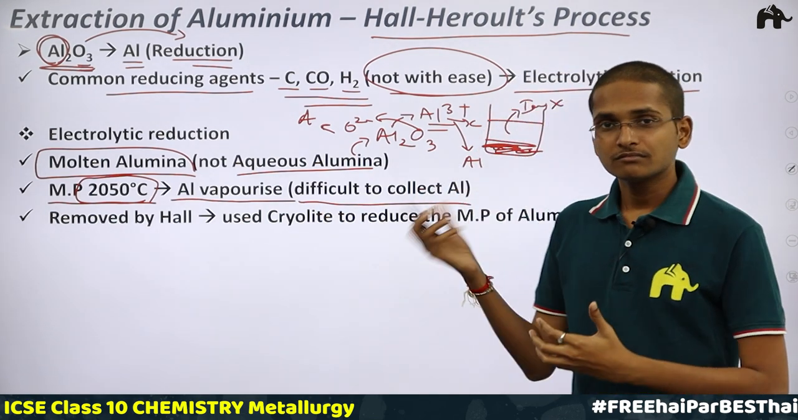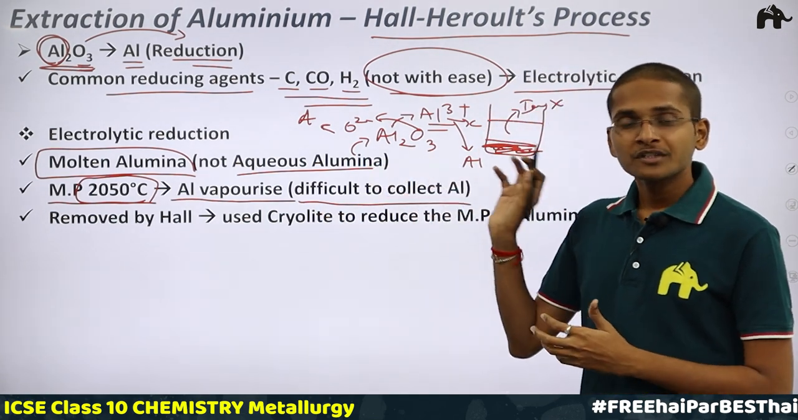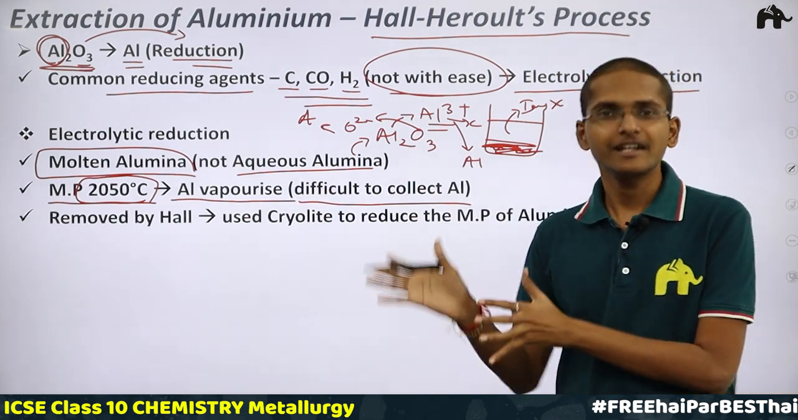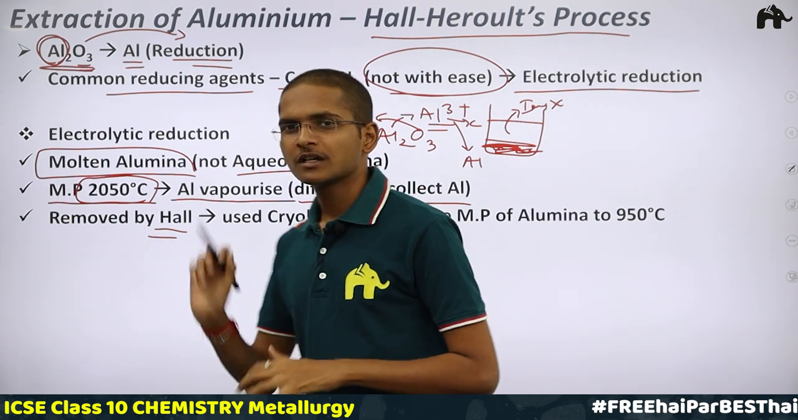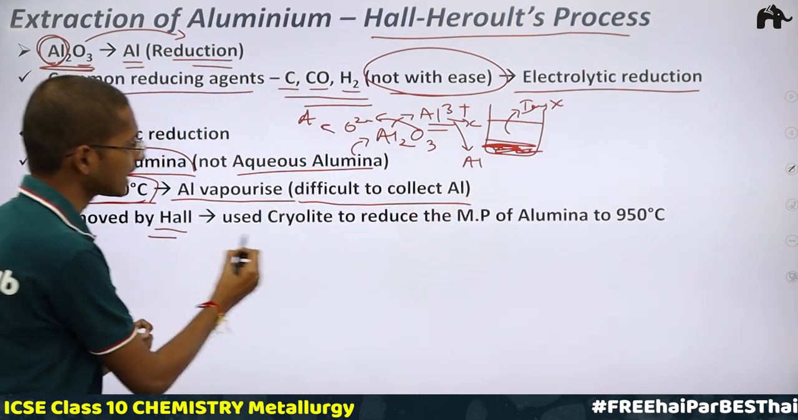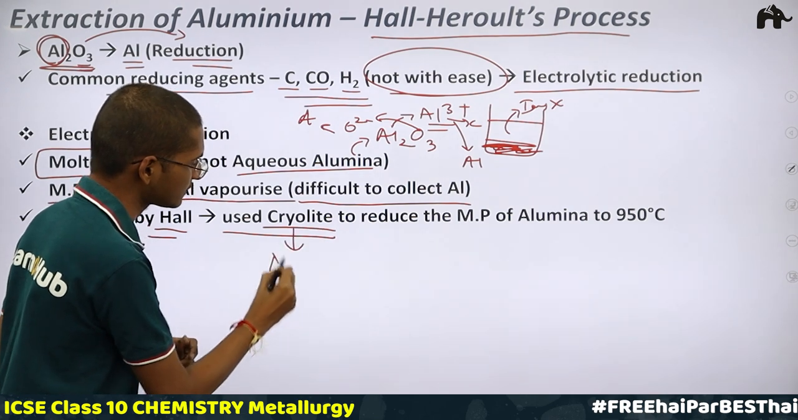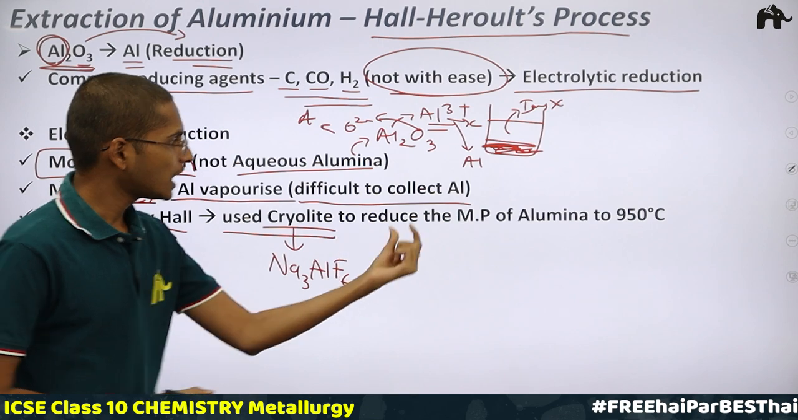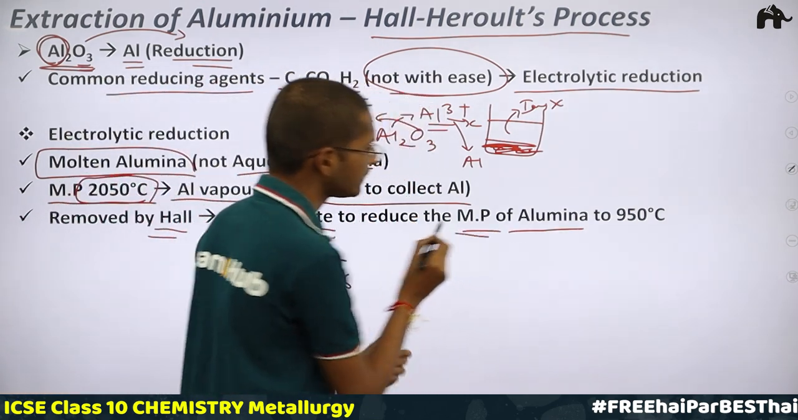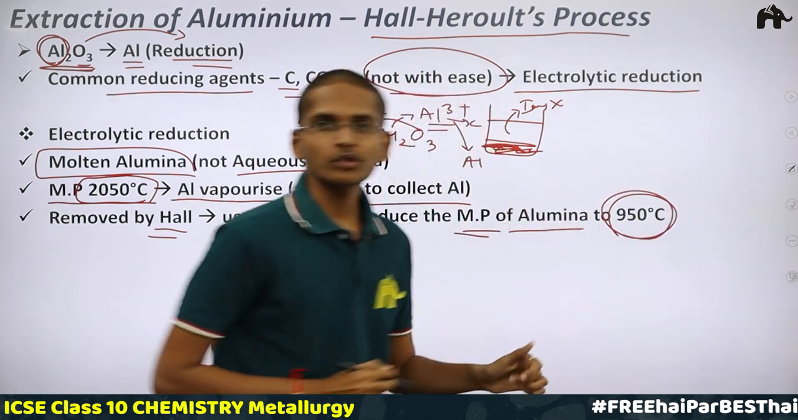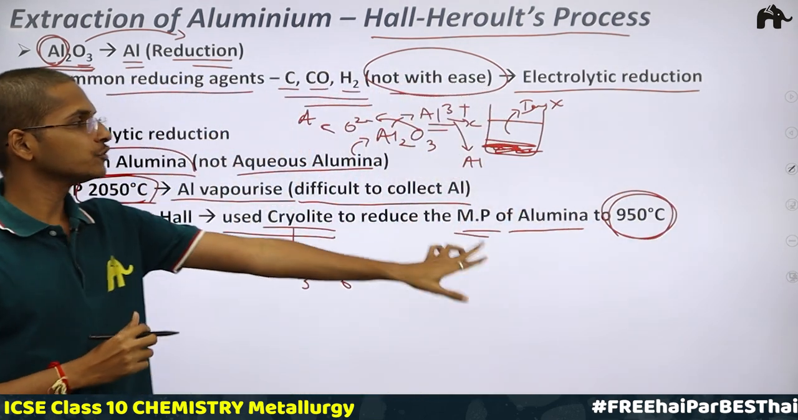Now, again, we have got a problem. This problem was solved by Hall, H-A-L-L. And how did he solve it? He did so much research and he found that when he added cryolite, whose formula we have studied, Na3AlF6, our alumina's melting point reduced from 2050 degrees Celsius to 950 degrees Celsius.